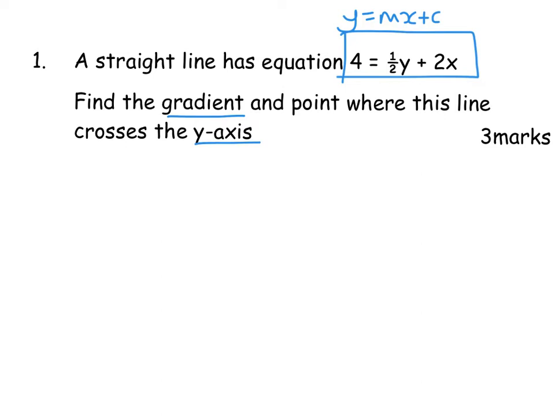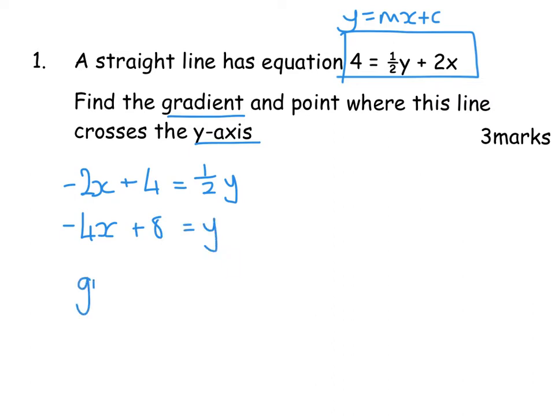So for me, that plus 2x is in the wrong place, so I'm going to bring that to the other side, and I'm going to put that first because I always like the x before the number. So we've got negative 2x plus 4 equals 1/2 y. Then we need to deal with the half. The opposite of halving is doubling, so we're going to times everything on the other side by 2. So that becomes minus 4x plus 8 equals y.